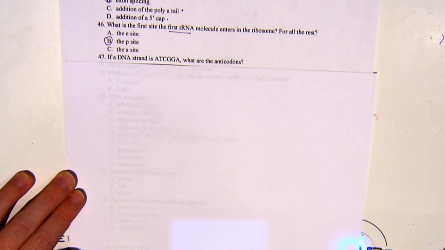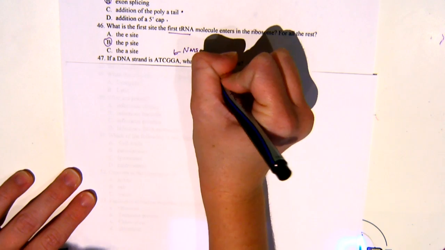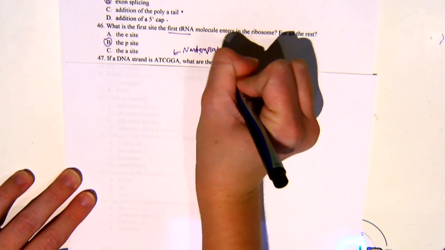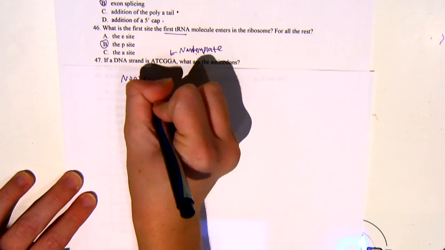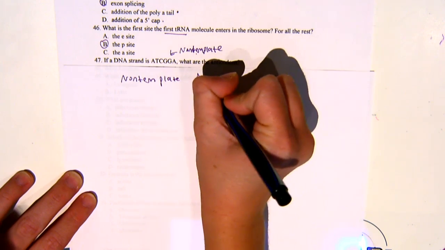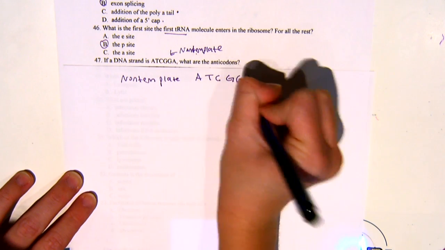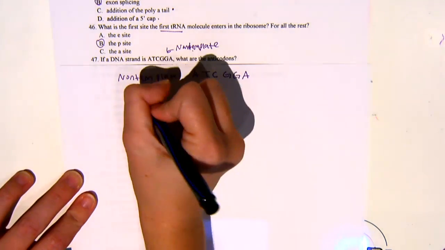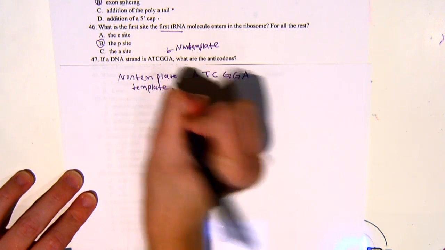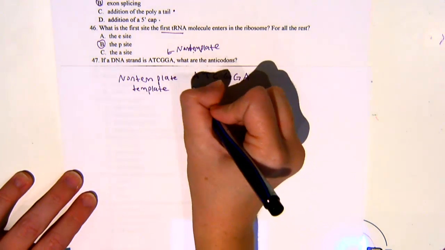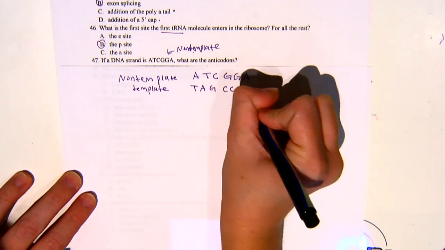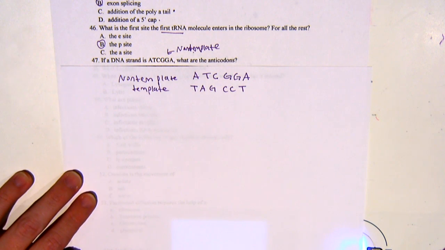Alright, 47. I didn't specify, but I'll tell you it is the non-template. So if our non-template is ATC GGA, then the first thing we have to do to get to our anticodons is to find the template. Our template is just going to be the complementary, TAG CCT. But we still have more to do because we need to get to the anticodons. The anticodons will be the tRNA.